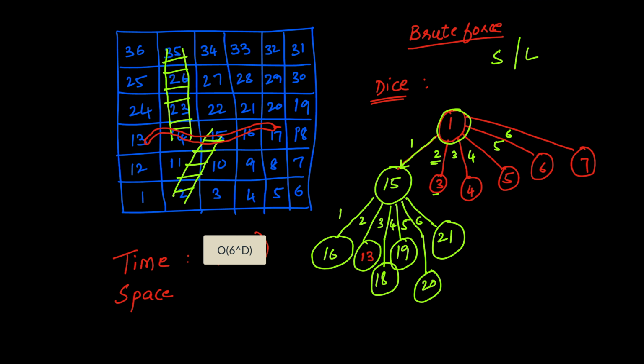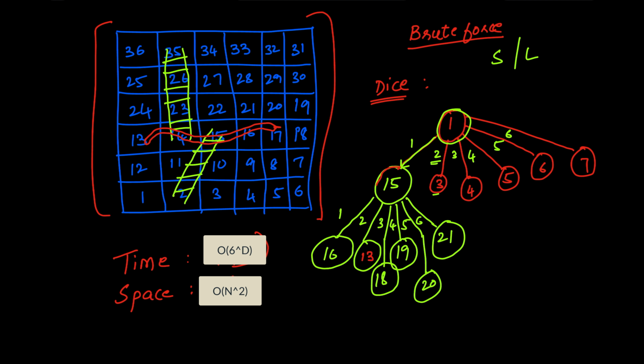With this solution, the time complexity is going to be O of 6 raised to power d, where d is the longest path from start to finish. The time complexity is high because we are trying all possible combinations to identify the minimum number of dice rolls needed to reach the last element, from 1 to 36. While the space complexity is O of n square, as we are running a recursion stack, which requires some memory to maintain its state.